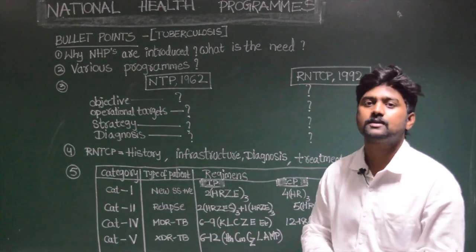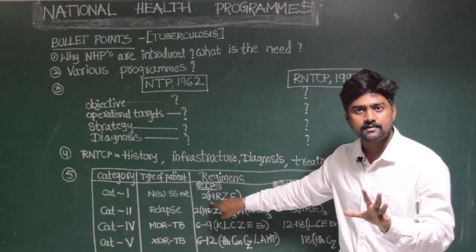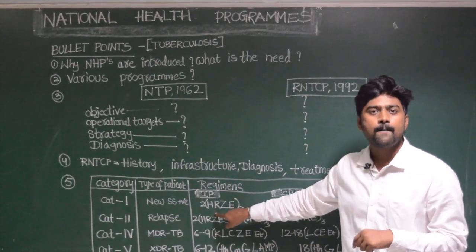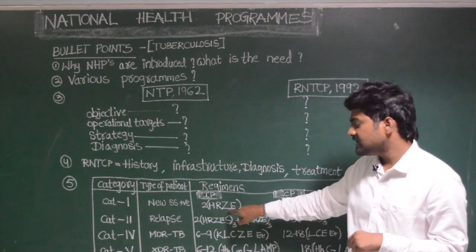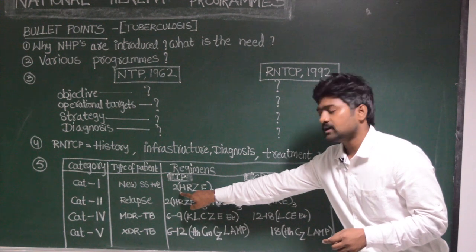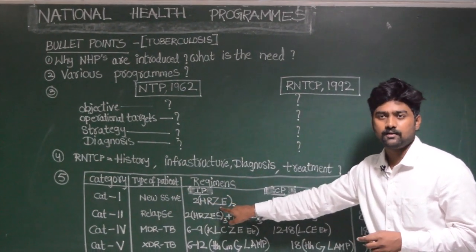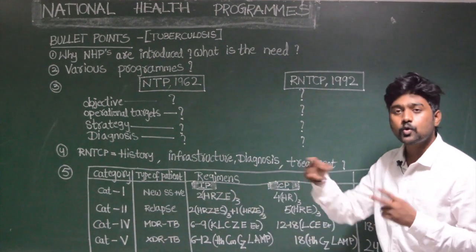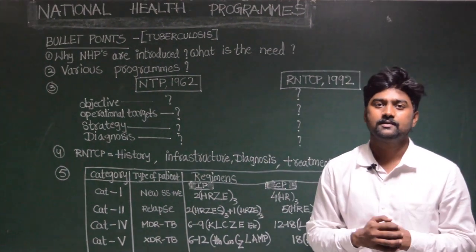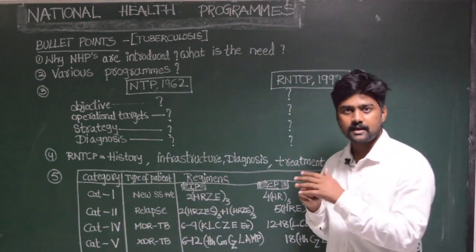Generally, we have H for isoniazid, rifampicin, pyrazinamide and ethambutol. So in category 1, isoniazid, rifampicin, pyrazinamide, ethambutol. There will be 2 phases in the treatment. What is this about 2 phases? I told you in the starting.